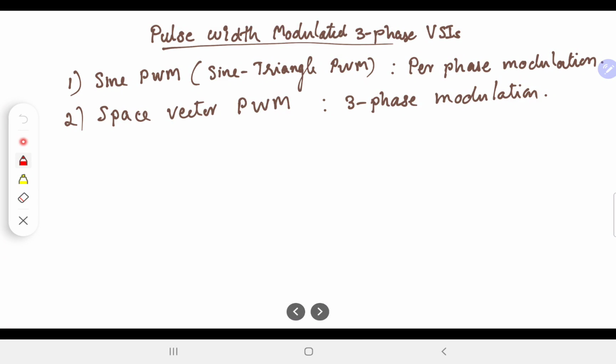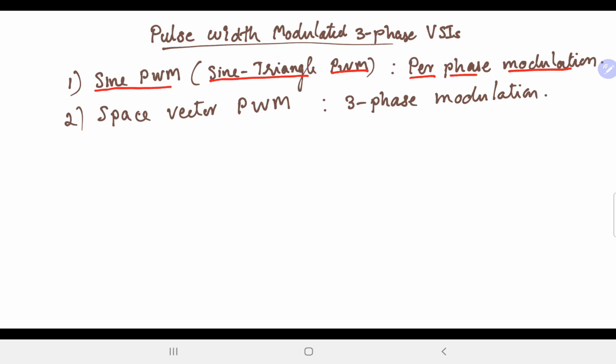Let's look at how to control the pulse widths in the case of our three-phase voltage source inverters. There, obviously, what we already know is the sine PWM or the sine-triangle PWM. We do the modulation on a per-phase basis. So what we know is about single-phase sine modulation.